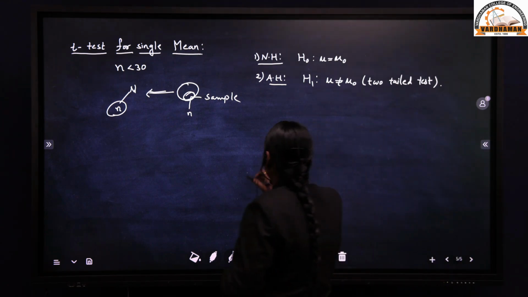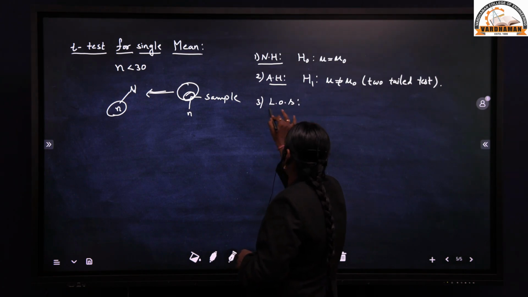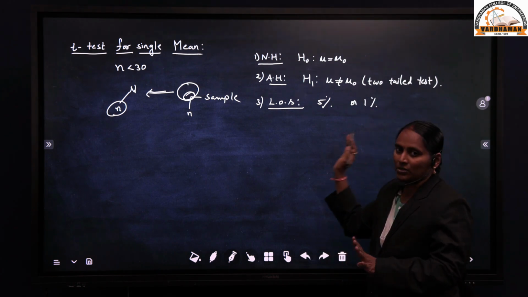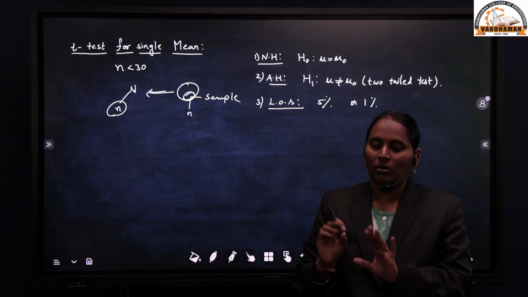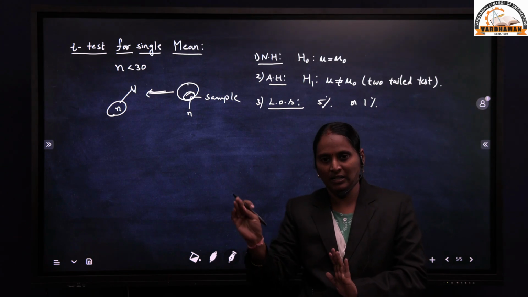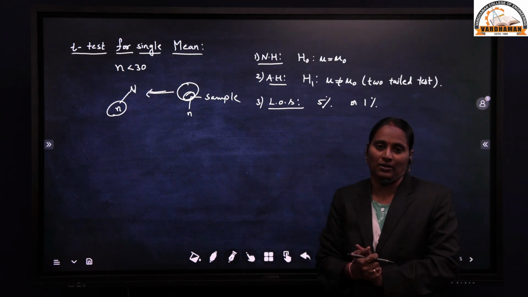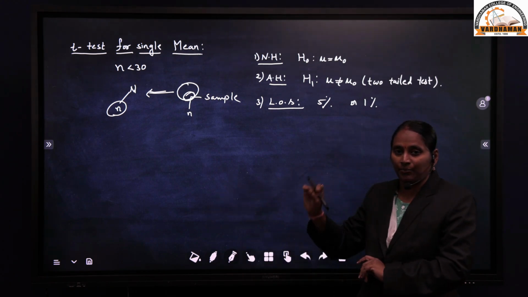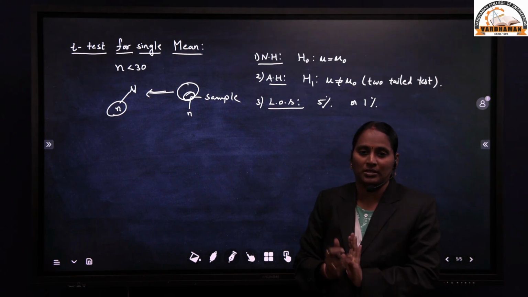Now let us see the third step, the level of significance. The level of significance, 5% or 1%, are the fixed values. In the given problem, if they do not ask anything, and they only ask to check whether the data is correct or wrong, or whether there is any significant difference in the data, we follow the 5% level of significance. Only if they mention 1% level of significance do we choose 1%.